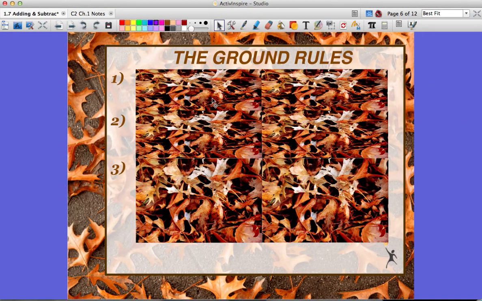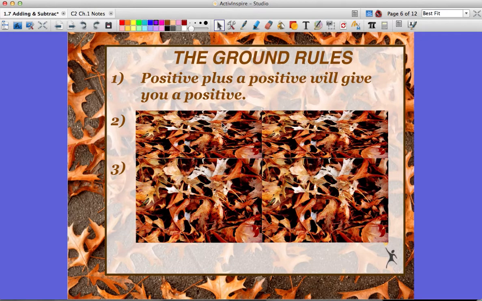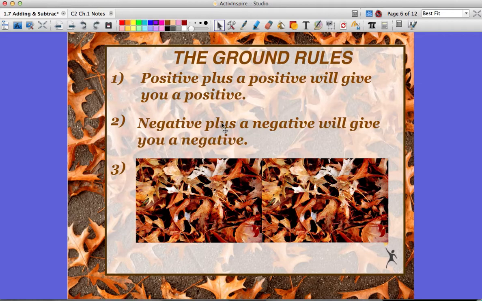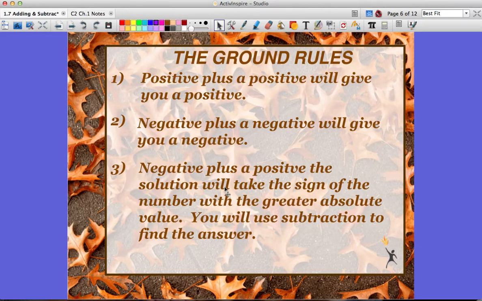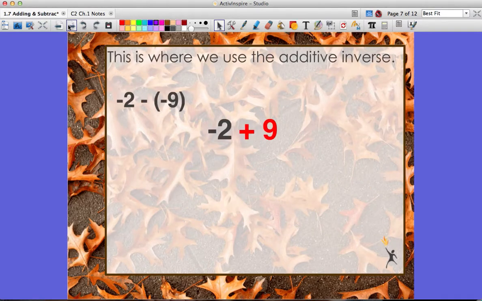Okay, and remember again, our addition rules are positive and a positive always gives us a positive. A negative and a negative will always give us a negative. And a positive and a negative, the solution will take the sign of the number with the greater absolute value, and we actually subtract. Okay, so then to solve this, these two things are equivalent. Negative 2 minus a negative 9 is the same thing as negative 2 plus 9, because this sign means to do the opposite. So this tells us to move left, and now this tells us to do the opposite.